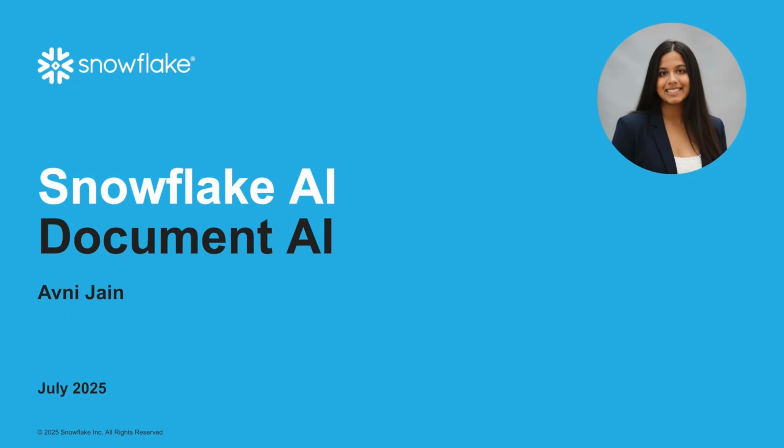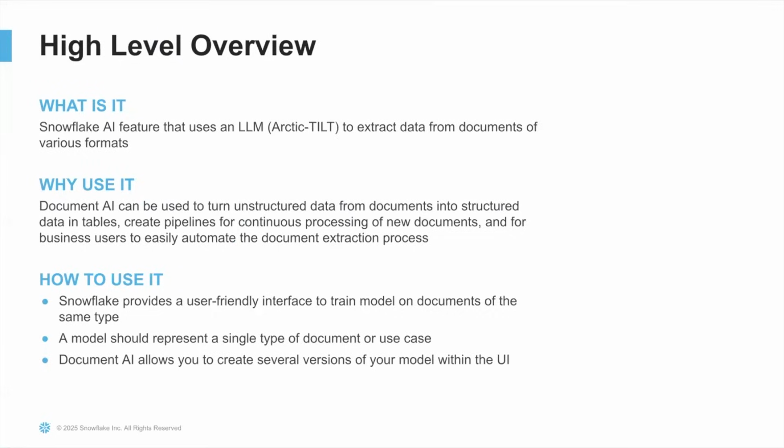I'm an AI/ML solutions consultant at Snowflake, and today I'll be talking about Document AI. Document AI is a Snowflake feature that uses an LLM to extract data from documents of various formats. You can essentially use it to turn any unstructured data from documents into structured data in the form of tables. You can also create pipelines for continuous batch processing of new documents.